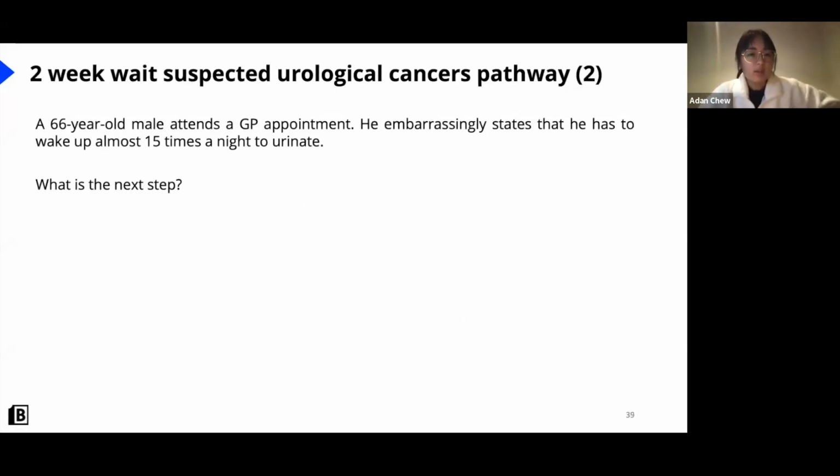So the next patient is a 66-year-old male who attends a GP appointment. He very embarrassingly states that he has to wake up almost 15 times every night to go to the loo. What is the next best step? Might be a longer answer, so I'll give you guys a couple more minutes to type. I will answer the questions in the chat after this question, if that's okay.